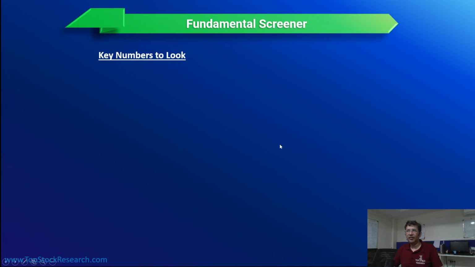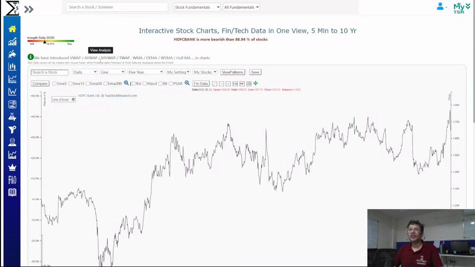From fundamental screeners, the key thing you should be looking at is valuation. Valuation tells you whether the stock is expensive at that point or not, right? There are a few parameters you look at: PE ratio, PB ratio, PS, EV to EBITDA, and many more. So where do you see those things?